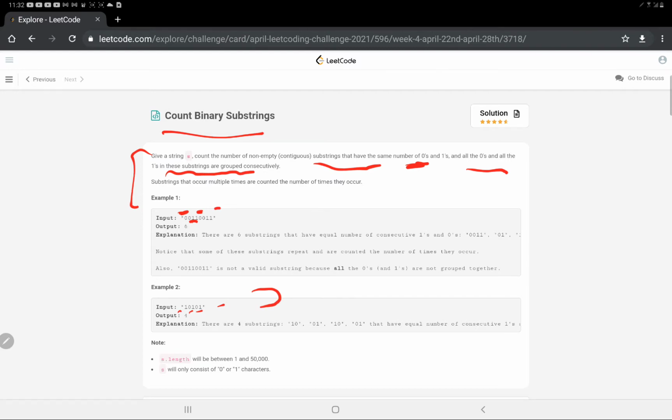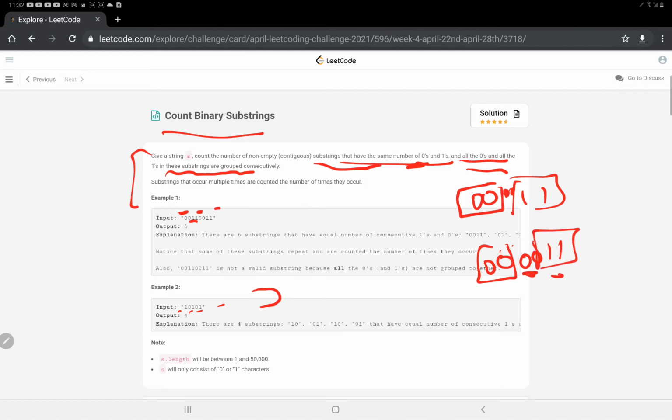There are two things. The first is the same number of zeros and ones, that is 0 0 1 1. The second condition is that all the zeros and all the ones in these strings are grouped consecutively. So it's not like 0 0 1 1 scattered around, that isn't a valid pair, but this is a valid pair. The same number as well as grouped consecutively. I hope both points in the problem statement are clear.